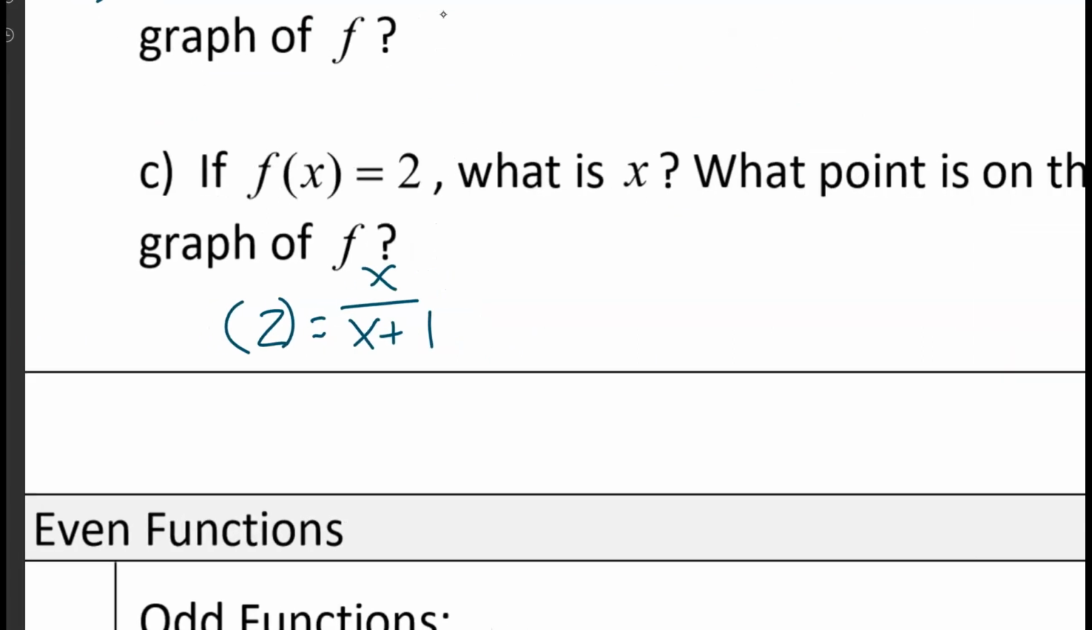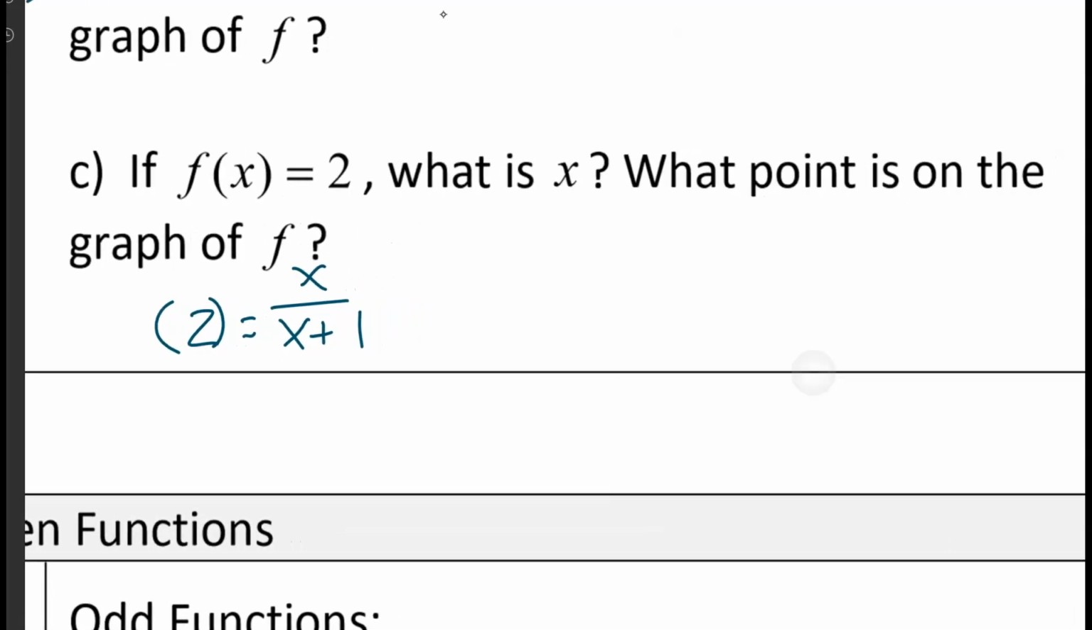What do I do to solve this? What the heck? What?